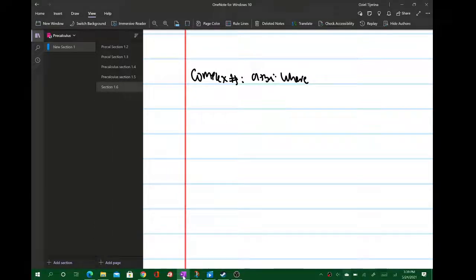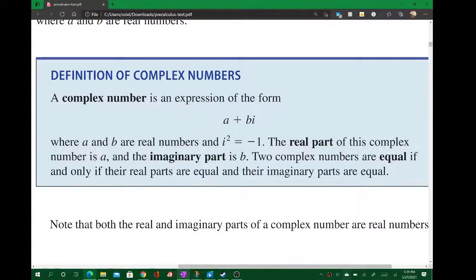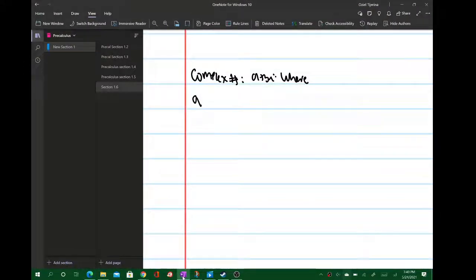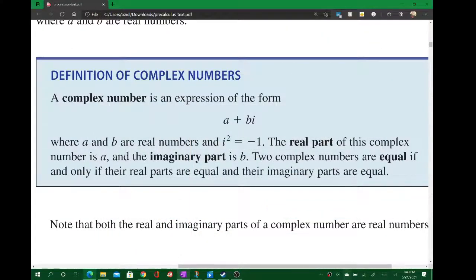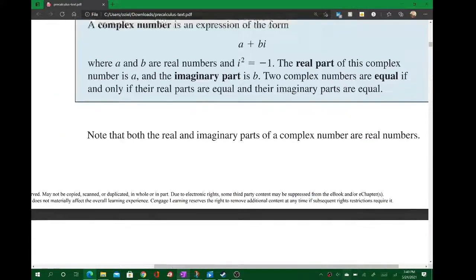Where a and b are real numbers and i squared equals -1, the real part, so basically if we have something like 3, this is a real number, right? This can be rewritten as 3 plus 0i, and it's a real number because 3 is a real number. a equals 3 and b equals 0. That's how we know that a is the real part and b is the imaginary part, because it has an i next to it.